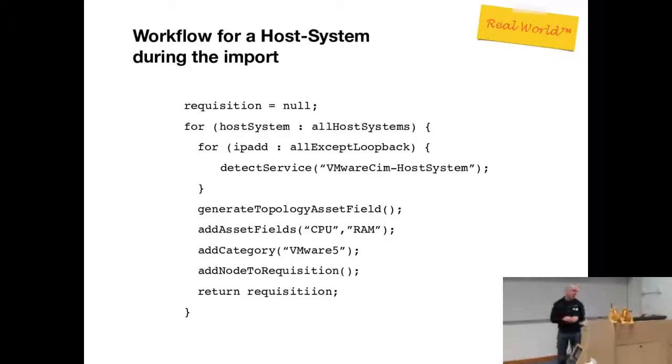If we look in the code, that's the algorithm, or the flow. What happens if you import an ESX host system? We start with an empty requisition. We query the vCenter, give me all your host systems, and then for each host system, you get all IP addresses, and then we detect if we are able to communicate on this IP address with the VMware SIM host system. So we try to make a connection to that IP address. That's direct, that bypasses vSphere, that's directly to the host. That is directly to every IP address on the ESX host system, for each ESX host system.